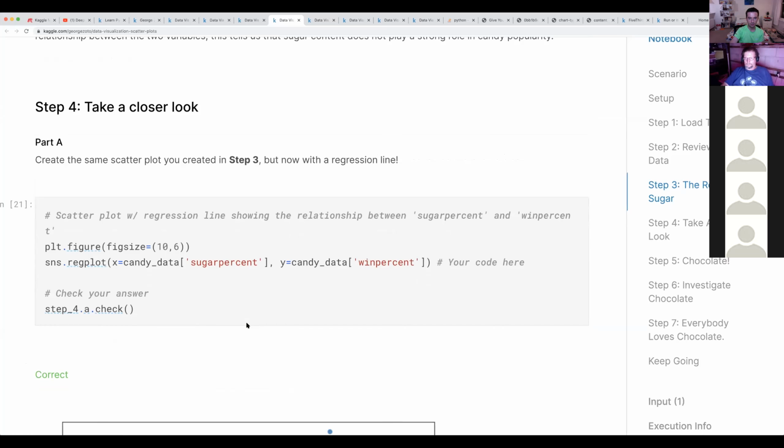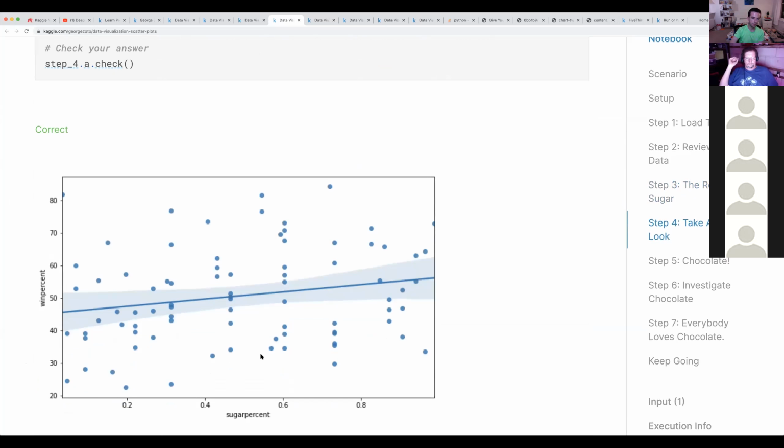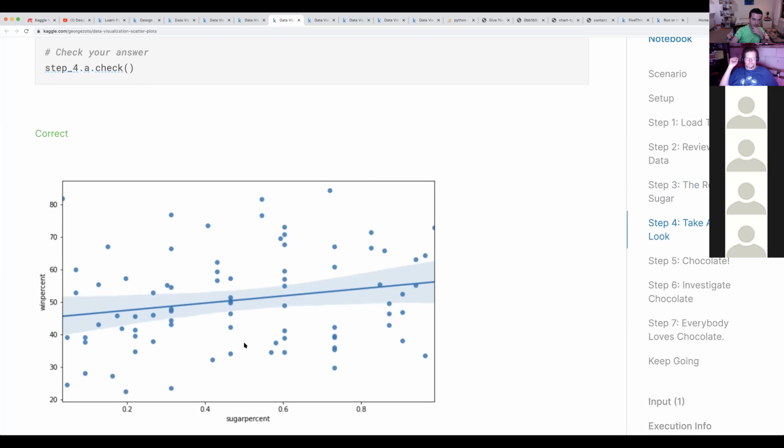The next one adds a regression line. So it tries to fit a regression line on this data set. And you can see that the slope of this line is positive. So you can say that, generally speaking, the more sugar you're adding here, it tends to be a little bit more popular.